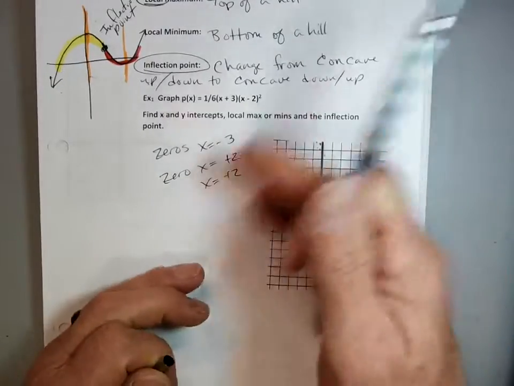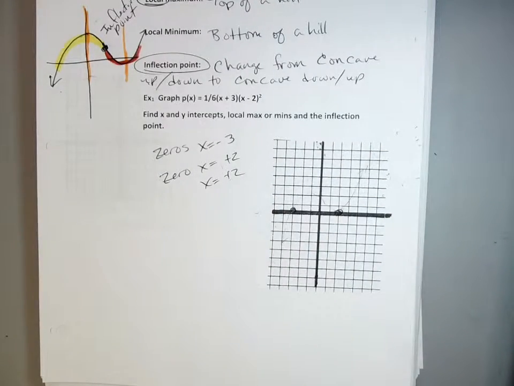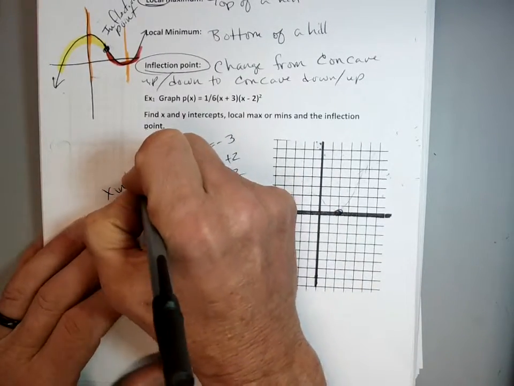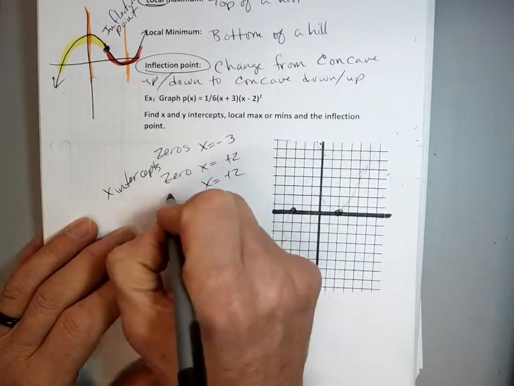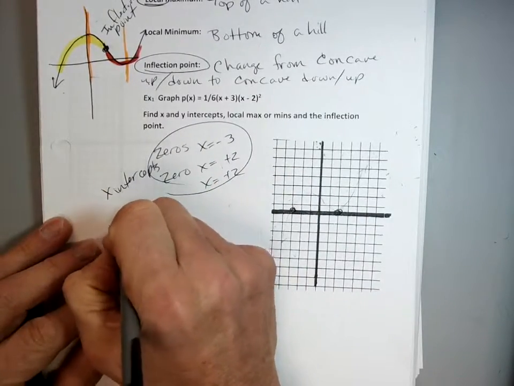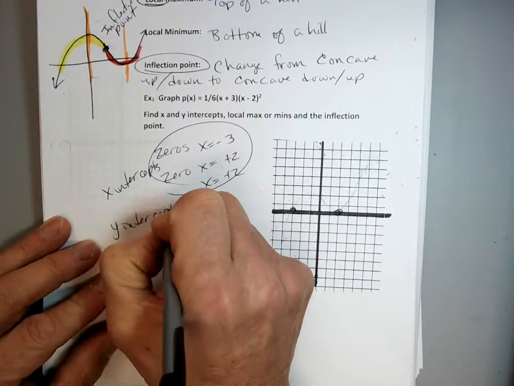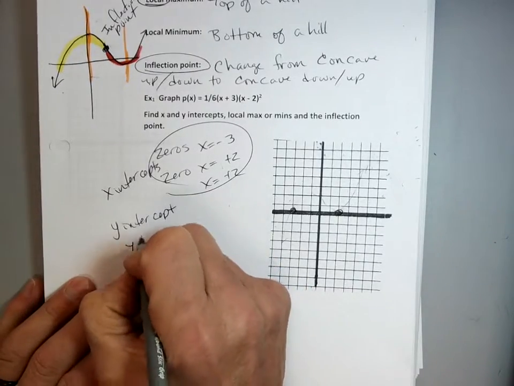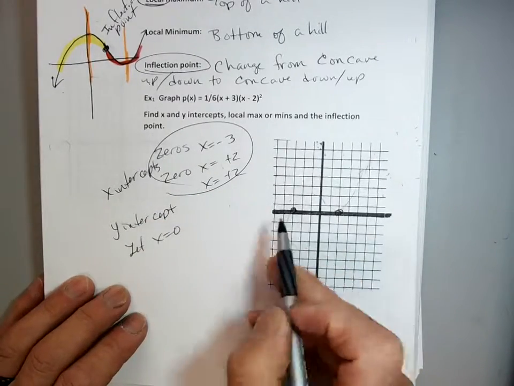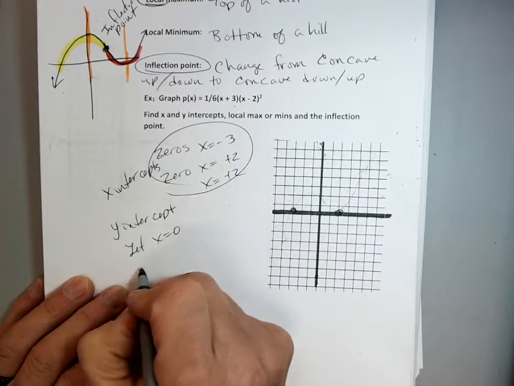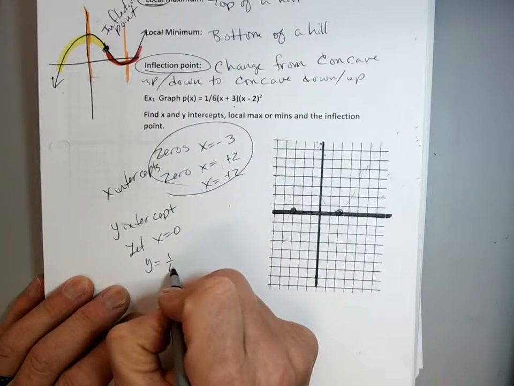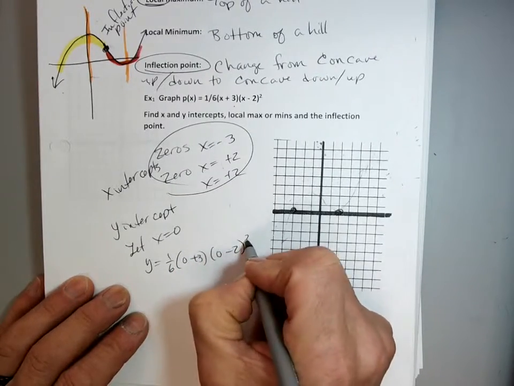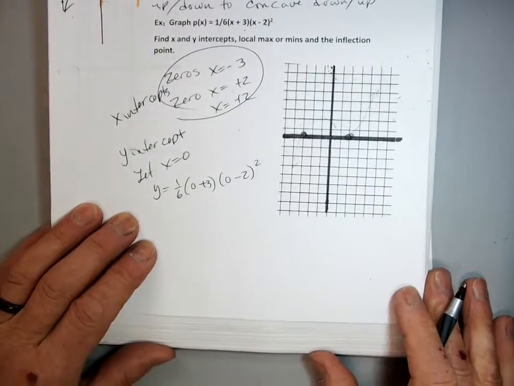So one thing I can do real quick is I can get my y-intercept. So I've got my x-intercepts. Here's my x-intercepts. Now my y-intercept is when I let x equal 0, right? So y-intercept, let x equal 0, okay? So if I plug in 0, I'll go y equals 1/6 times 0 plus 3 times a 0 minus 2 squared. And that's going to give me my y-intercept, okay?